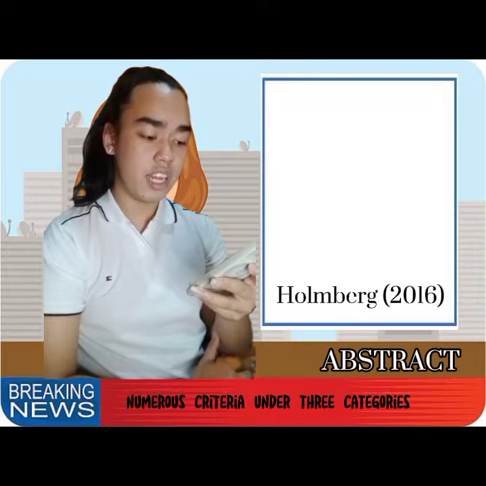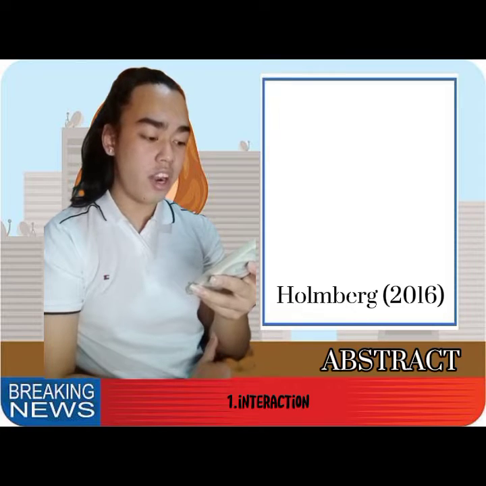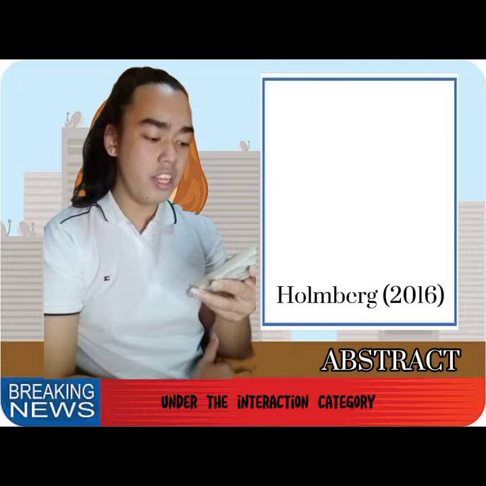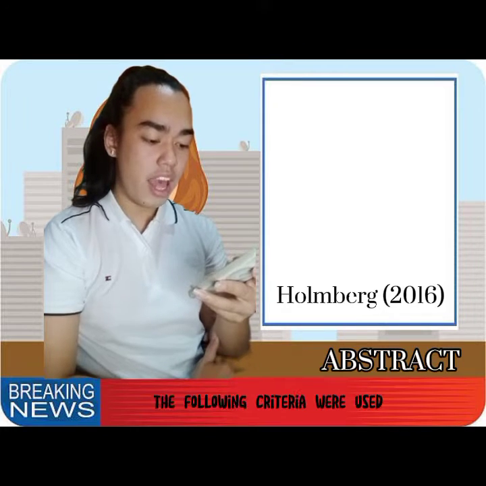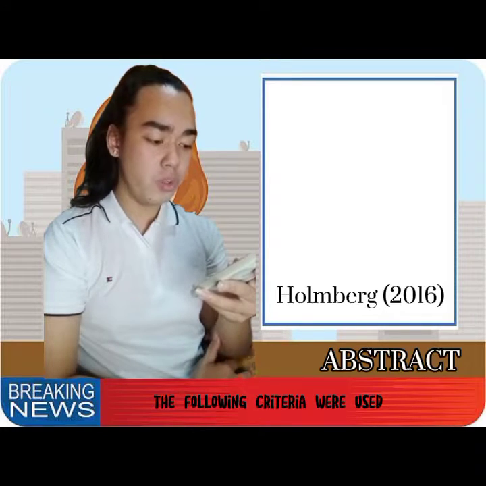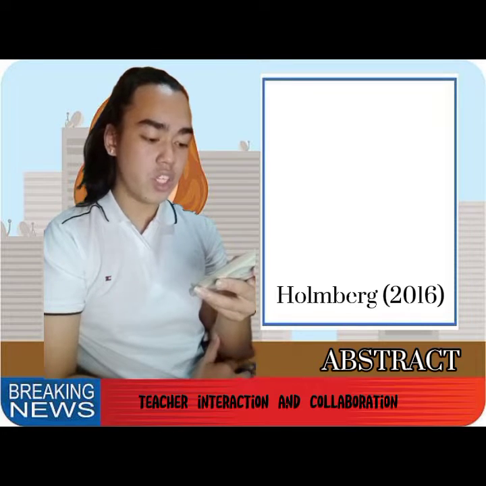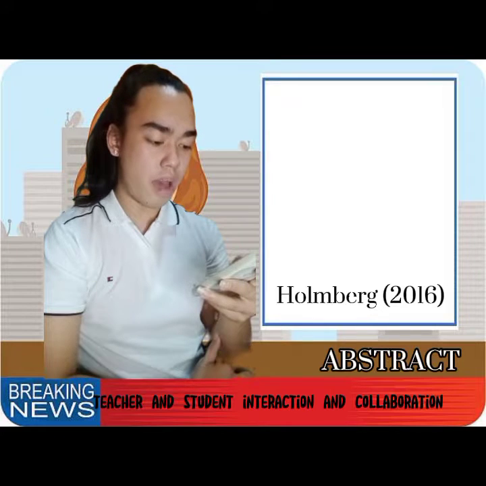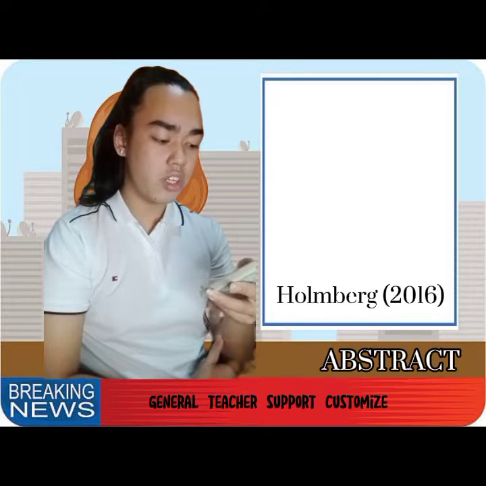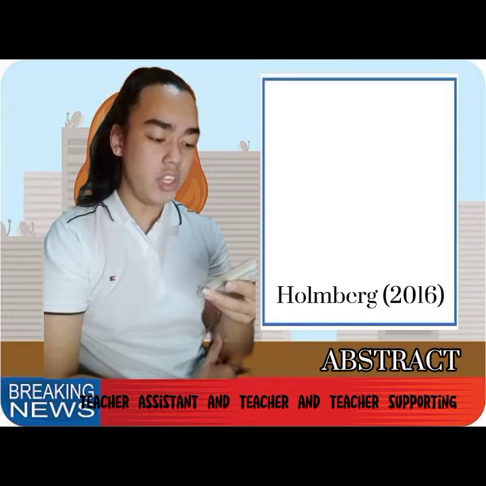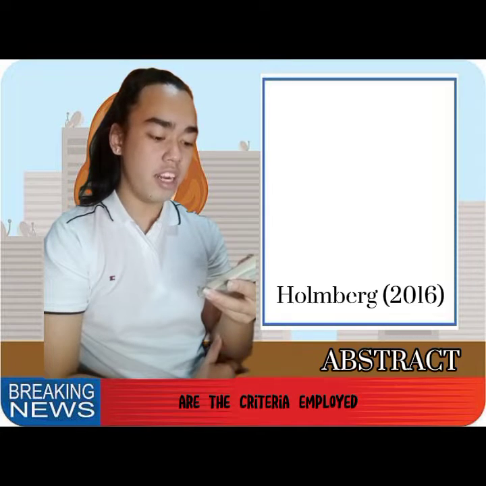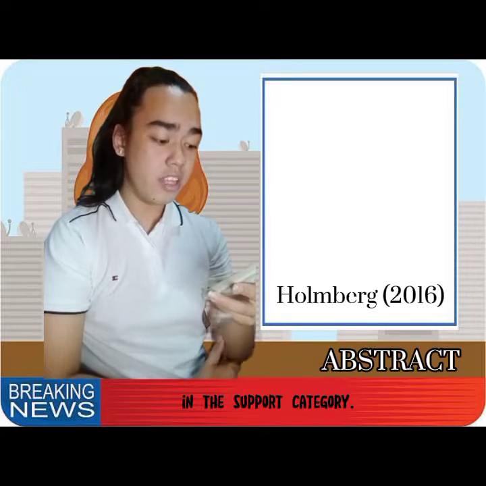For analyzing the best inclusive classroom approaches, the researchers developed numerous criteria under 3 categories: 1. Interaction, 2. Support, and 3. Adoption. Under the interaction category, the following criteria were used: teacher interaction and collaboration, teacher and student interaction and collaboration. General teacher support, customized teacher assistant, and teacher supporting student participation in the learning community are the criteria employed in the support category.